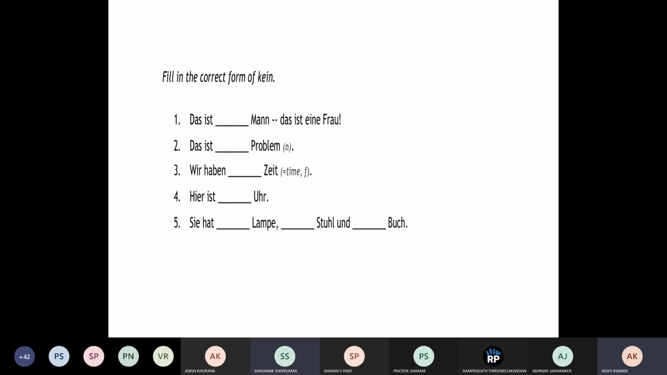Das ist kein Problem. Yeah, this is kein Problem. Yeah, this is not a problem. That's how we will say in English. In German, this is kein Problem. You should also just simply learn this. Suppose somebody asks you to do something and you say, okay, no problem. How do you say? You say, kein Problem.